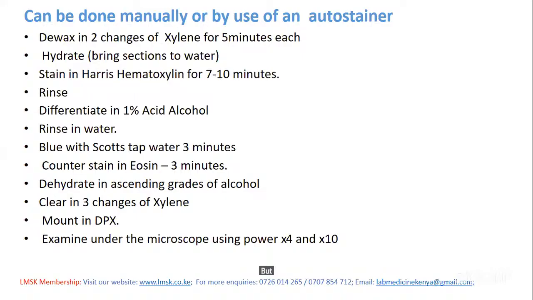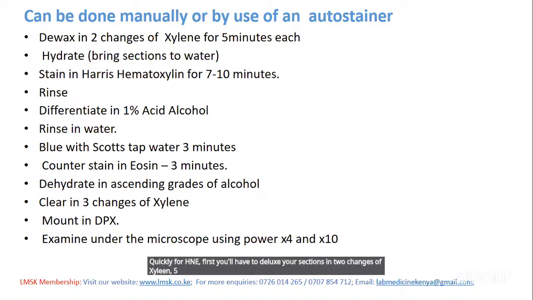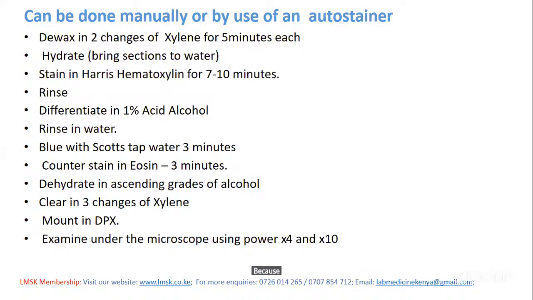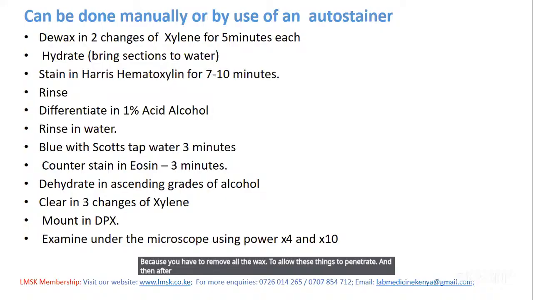But if you don't have an auto stainer, you can still do this manually. I will just go through the manual staining method quickly for H&E. First, you have to dewax your sections in 2 changes of xylene, 5 minutes each, because you have to remove all the wax to allow the stains to penetrate. And then after that, you will hydrate the sections. We say you are bringing the sections to water.